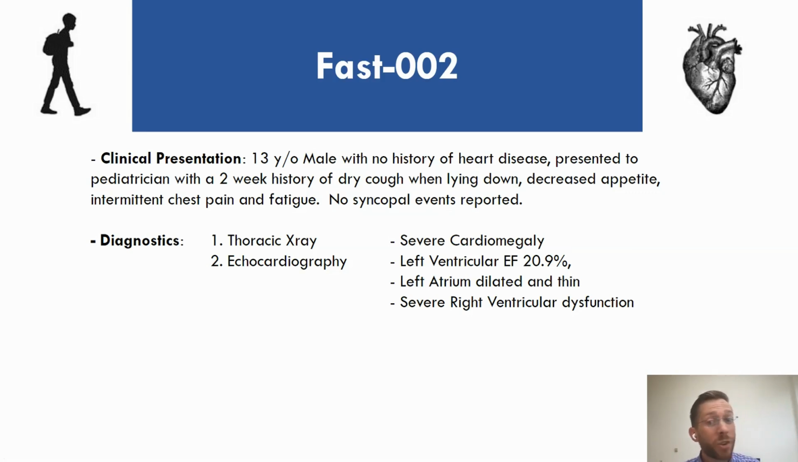This patient was then transferred to Stanford Hospital and echocardiography was repeated. And at the time, his ejection fraction had reduced to about 21%. So over the course of just over a day, this patient's heart was starting to fail. In addition to a significantly reduced ejection fraction, the left atrium was noted to be dilated and thin, and there was also severe right ventricular dysfunction.